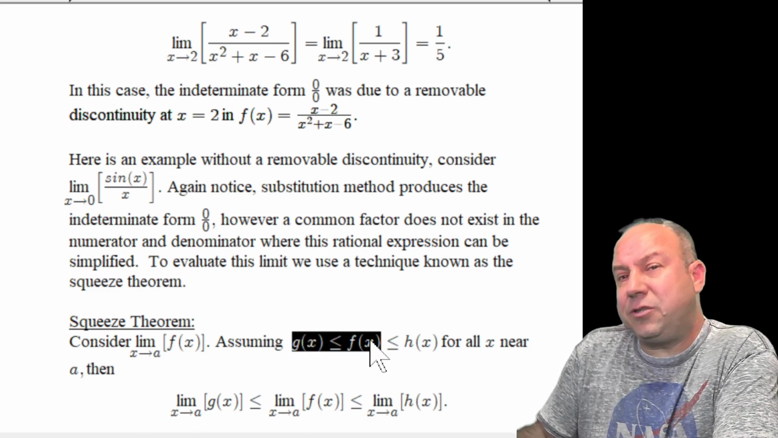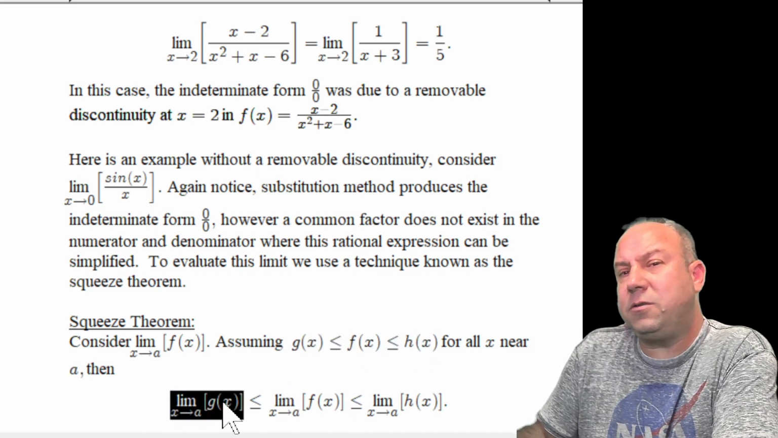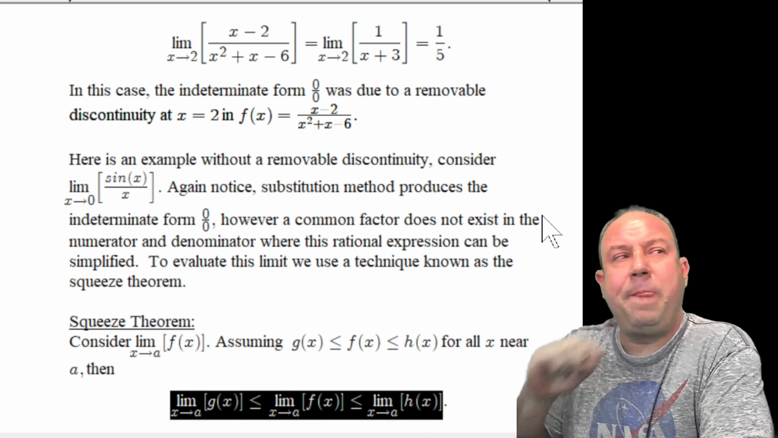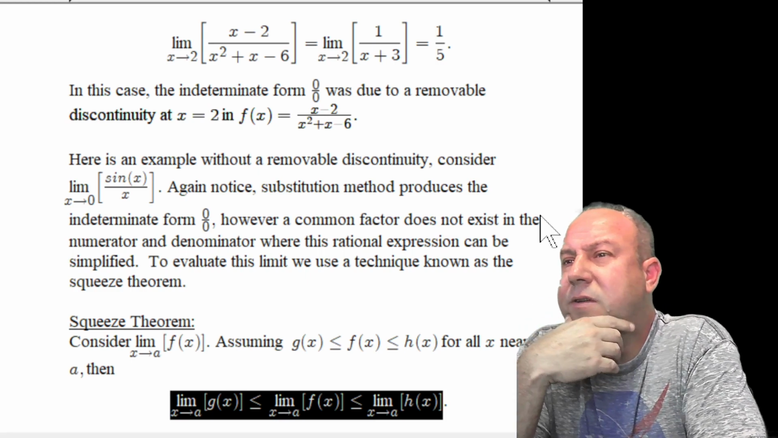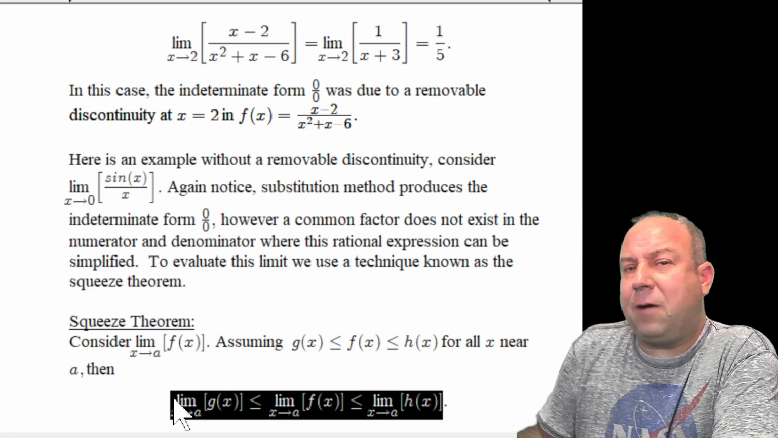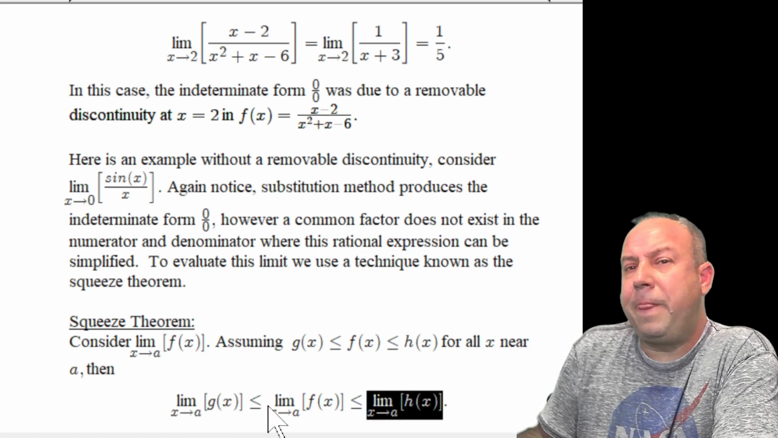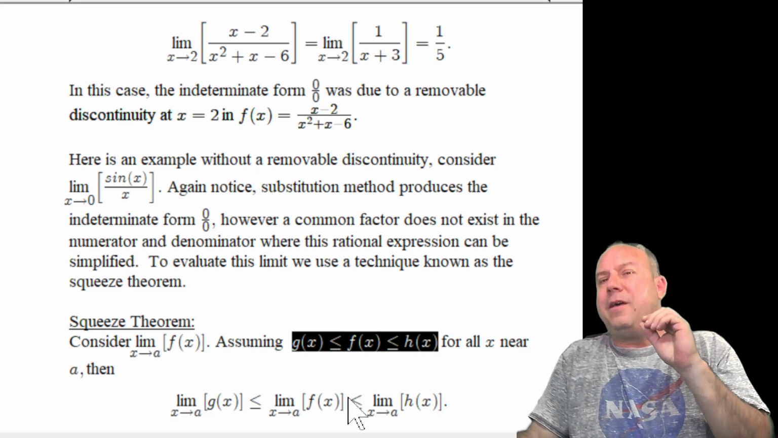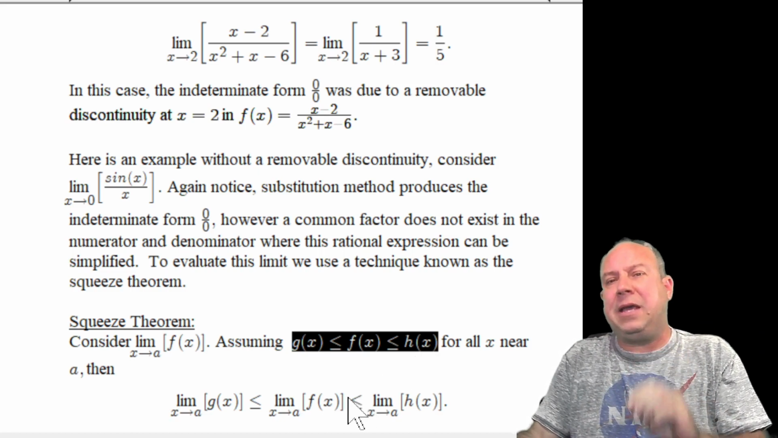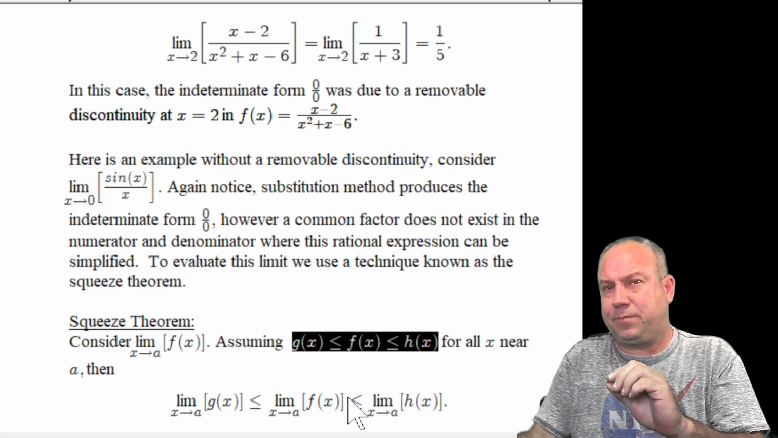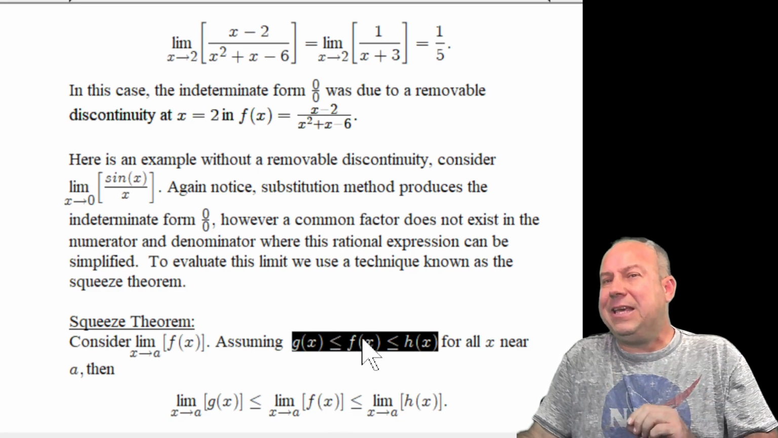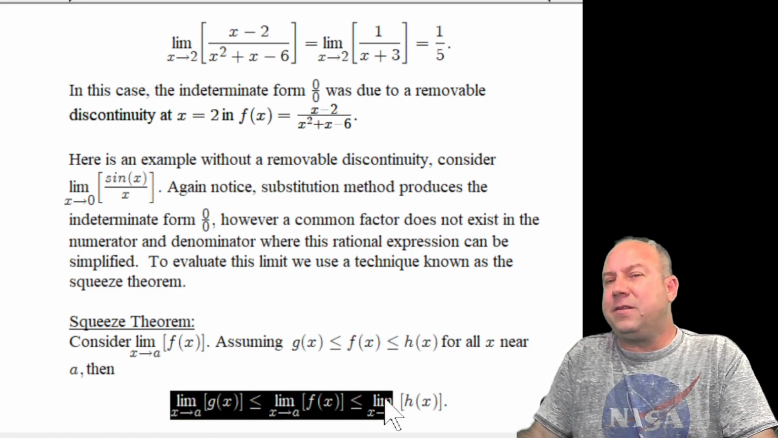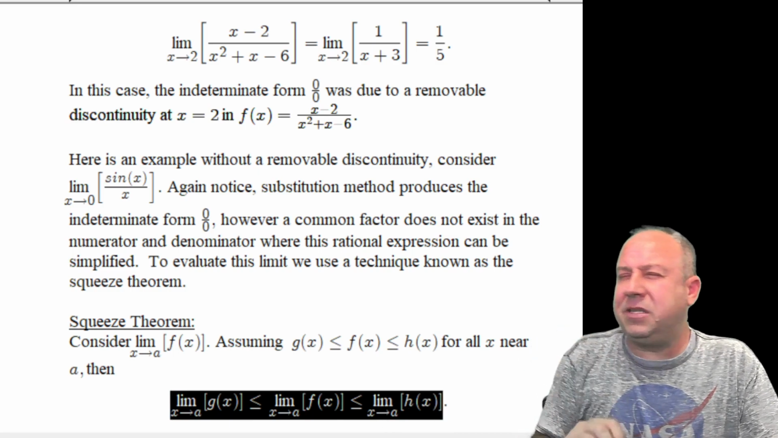And if this setup is true, if this assumption is true, then what also is true is that the limit applied to all three parts of that inequality, the outside functions and the inside function, then that inequality statement remains true. In a sense, if f of x is stuck between g and h, then the limit of f is stuck between the limits for g and h.